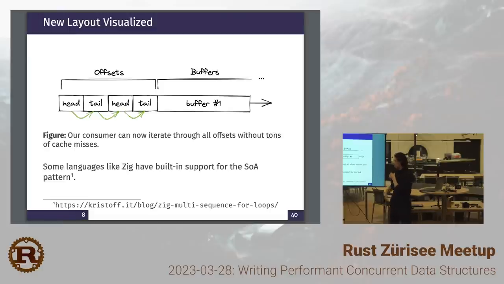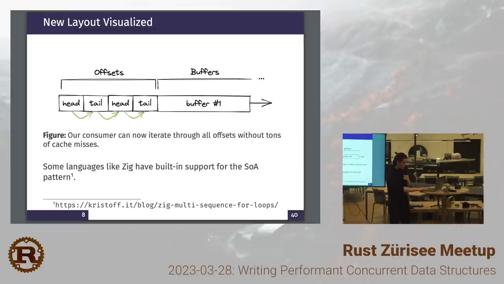So the consumer can then just, with one read, get all the heads and tails, especially if they fit in a cache line, and then iterate over heads and tails. So this is already one way you can improve your memory layout so that it matches the way you access and traverse your data structure. So this is generally applicable. And Zig actually has built-in support for changing between array of structs and struct of arrays. Rust does not have that yet, but maybe it will be at some point in the future.